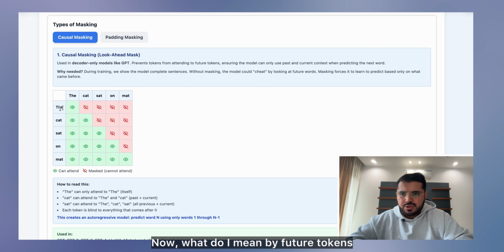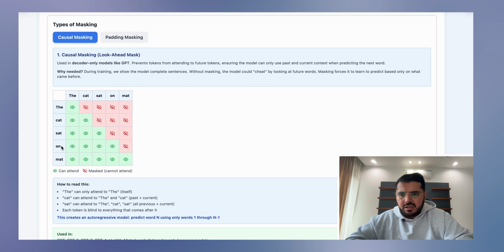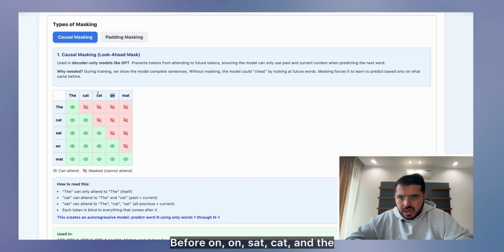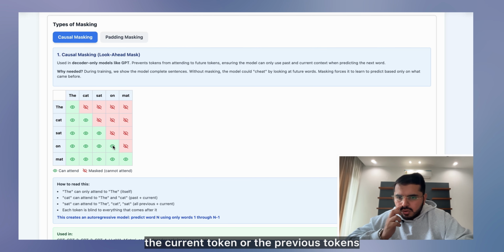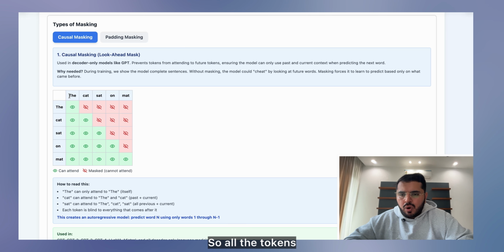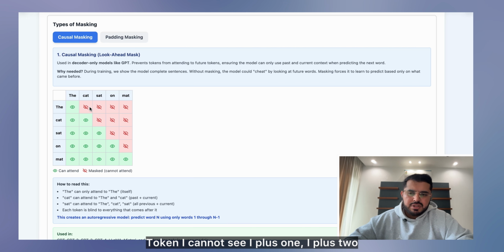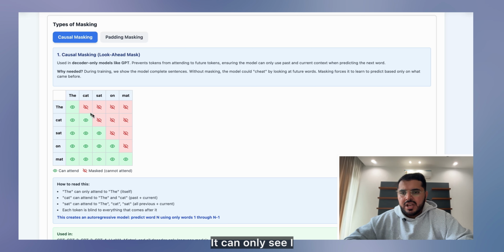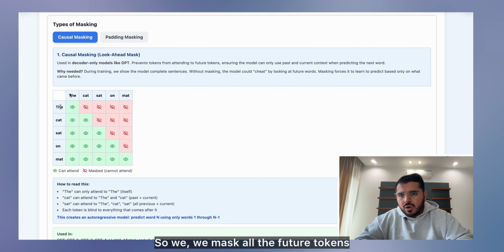Now, what do I mean by future tokens? For example, I'm standing here at a random point, "on." What comes before "on" are "sat," "cat," and "the." So when I'm standing at "on," I will only be able to see the current token and the previous tokens. I will not be able to see the future tokens, all the tokens that come after token i. Token i cannot see i plus 1, i plus 2, i plus 3, i plus 4. It can only see i and i minus 1 and so on. So we mask all the future tokens.